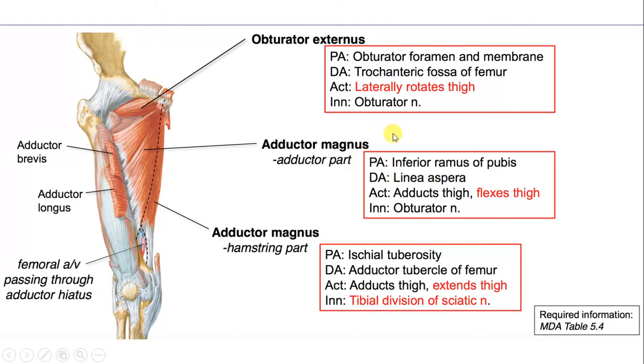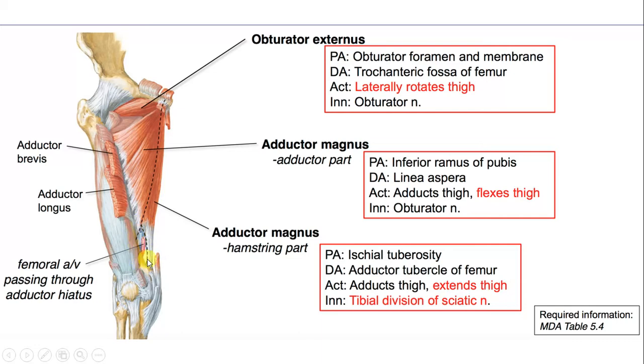Here we see the obturator externus, its proximal attachment, distal attachment, and the actions of the muscles. Here is one thing: the femoral artery and deep femoral artery and vein pass through the adductor hiatus, that I have shown you previously.